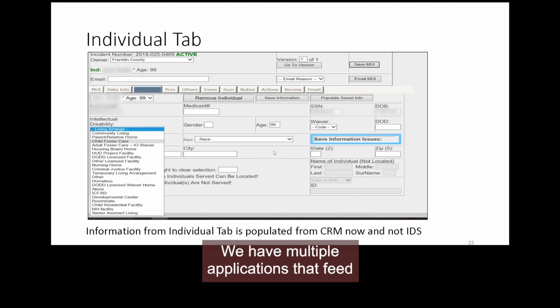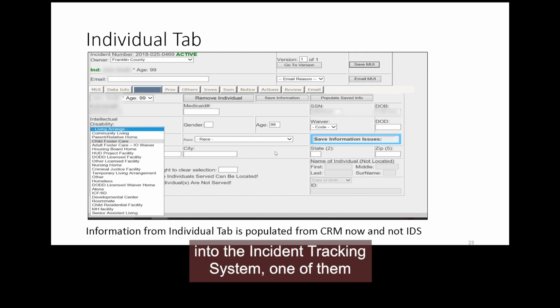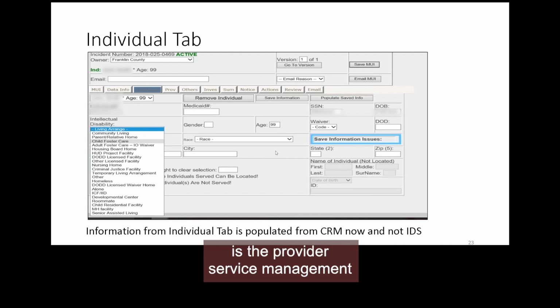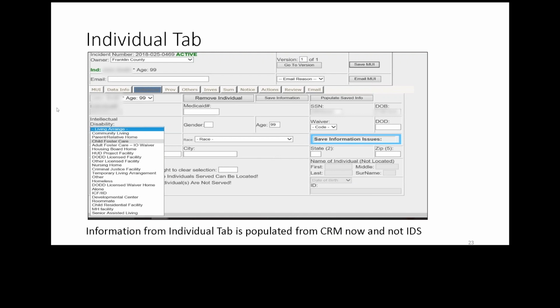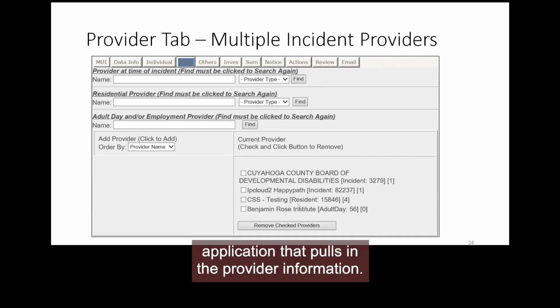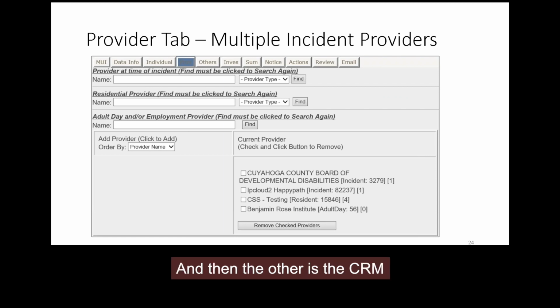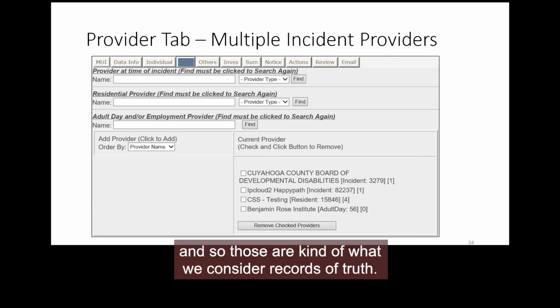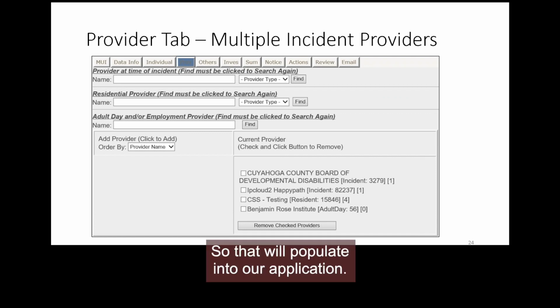We have multiple applications that feed into the incident tracking system. One of them is the provider service management application that pulls in the provider information, and then the other is the CRM. Those are what we consider records of truth, and so that will populate into our application.